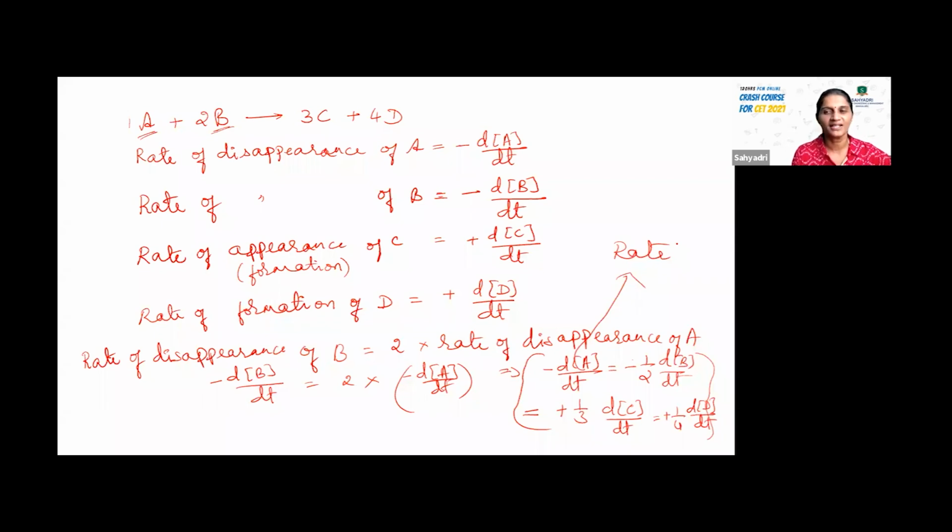The negative sign we can't cancel, because it's not a sign. It just indicates the decrease in the concentration. Understood? It is the rate of disappearance of A. This just indicates it's decreasing, so you need not cancel it. The whole thing represents the rate of disappearance.